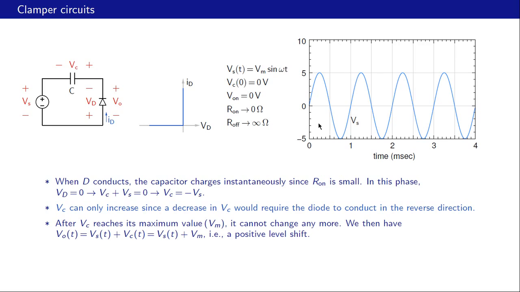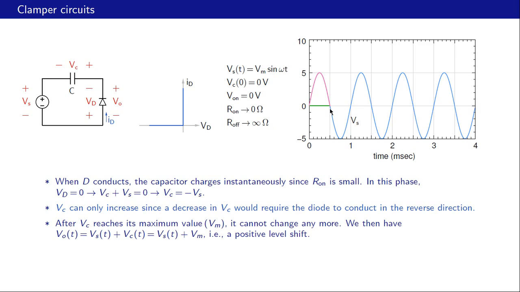And that is the situation up to this point here. The green curve here is the capacitor voltage. It has remained at 0, and the red one is the output voltage. And as we have seen, the output voltage and the input voltage are identical because the capacitor voltage is 0 up to this point. Now what happens?